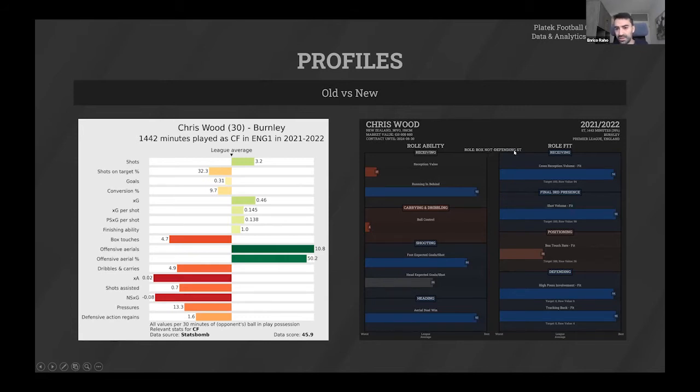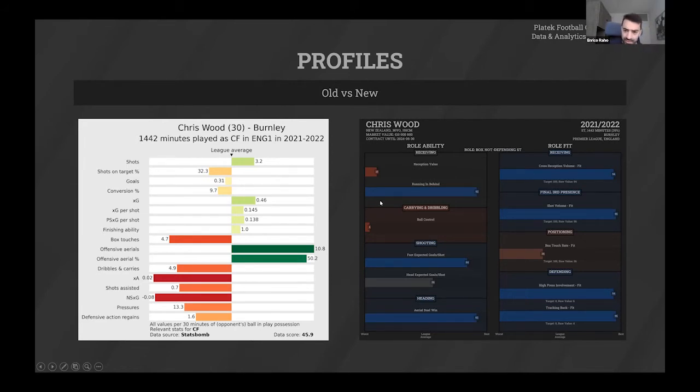Here we selected the non-defending striker role. What we did here is set the target for high press involvement and tracking back to zero. And since his raw value is six, he fits really well into this non-defending style of play.